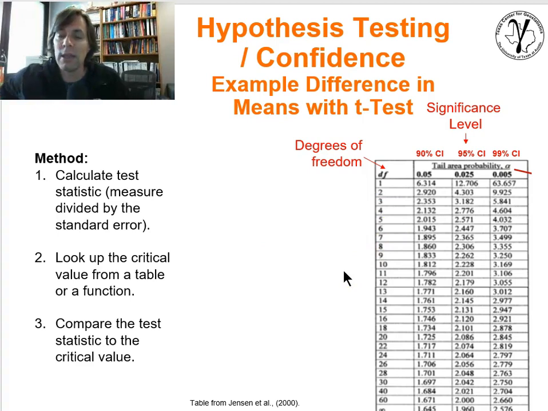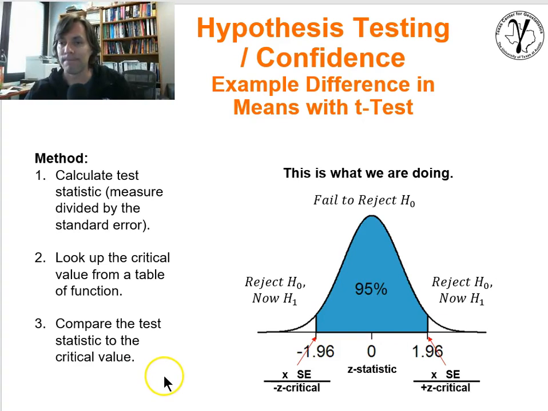That's it. That's what we're doing. Then we compare the test statistic that we calculated up top, that was standardized by standard error, to this critical value, that threshold, upper and lower threshold. And then we find out if we're inside or outside that threshold, and that's how we decide to reject or fail to reject our null hypothesis.